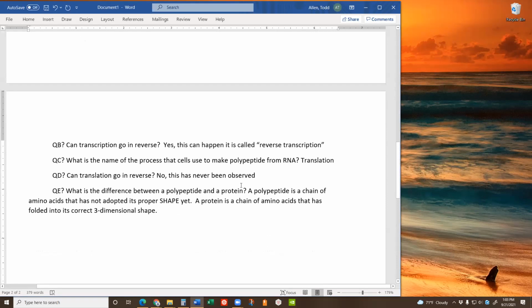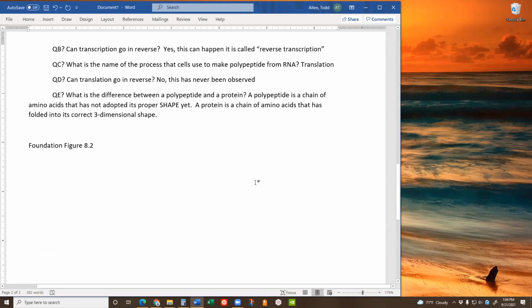Okay, so here's what we're going to do. If you have your book available, take a look at Foundation Figure 8.2. Foundation Figure 8.2, okay. Unfortunately, I do not have a digital copy of your textbook. I just have the physical copy, so I can't bring this up. So I want to rely on you to have your books open.